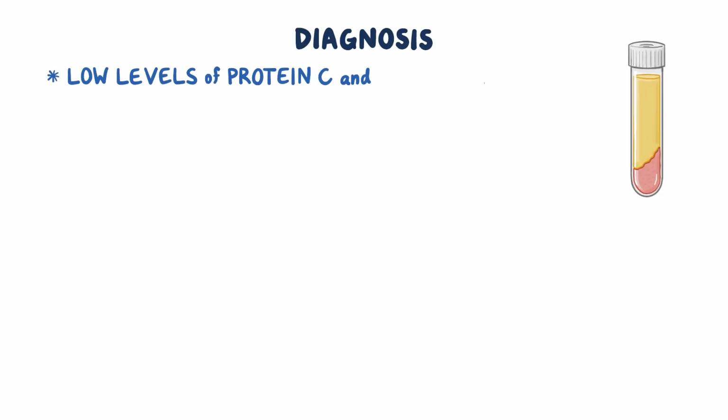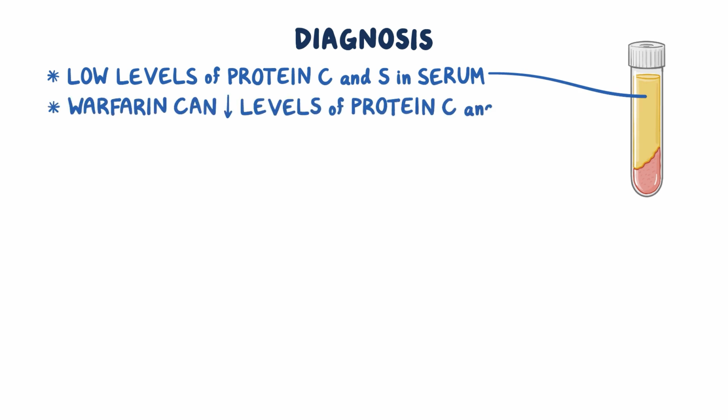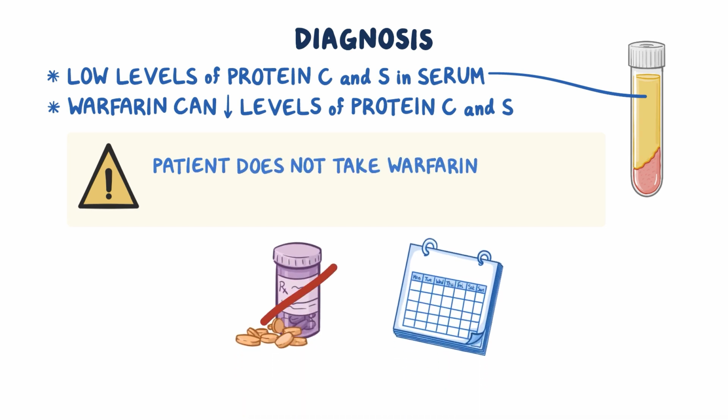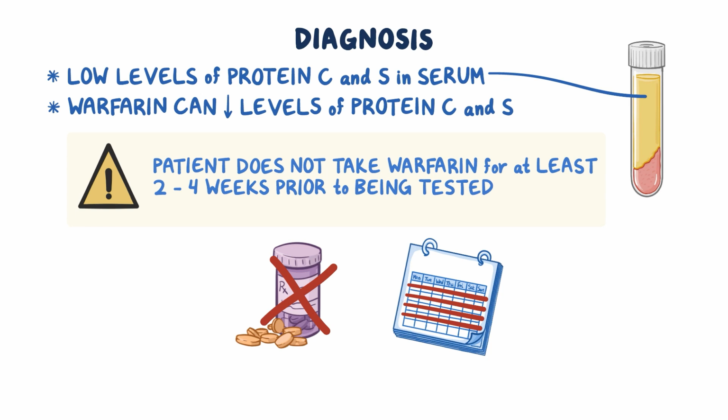Diagnosis is made by identifying low levels of protein C and S in the serum. Since warfarin can lower the levels of protein C and protein S, it is very important that a patient does not take warfarin for at least 2 to 4 weeks prior to being tested for protein C or protein S deficiency.